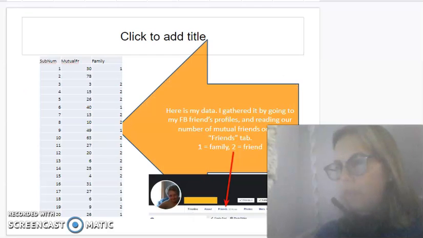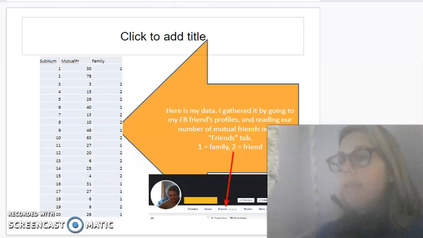I do have more than 30 friends on Facebook, but I went ahead and looked at 30 individuals. You can see more information about this data as part of your Facebook homework. This is what it would look like if I was inputting the data. I have subject number, which is just a basic ID number, and I don't do anything with the calculations for that. I have my outcome variable, which is number of mutual friends.